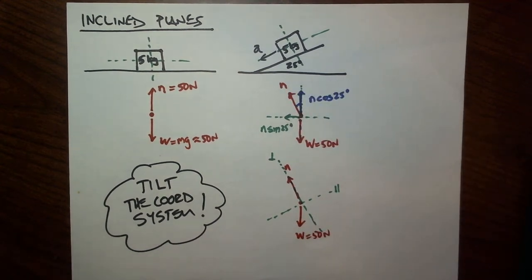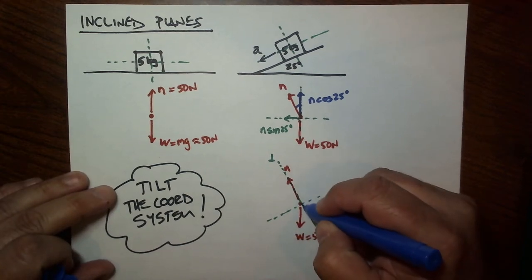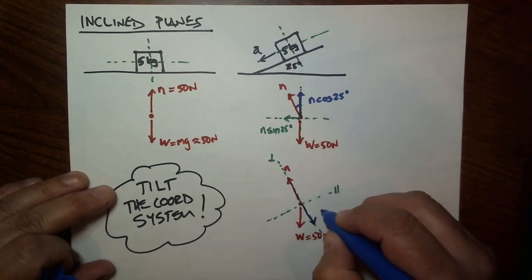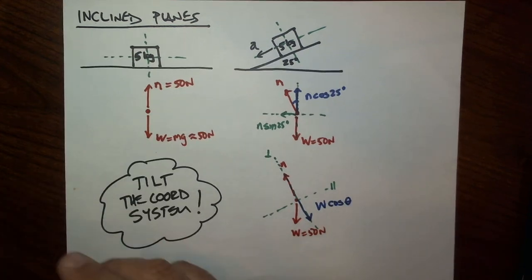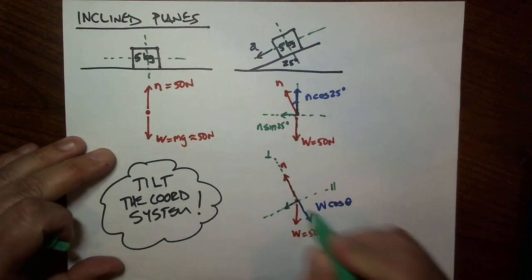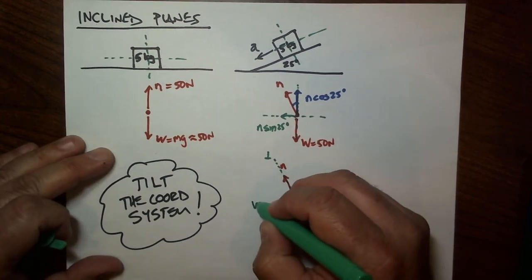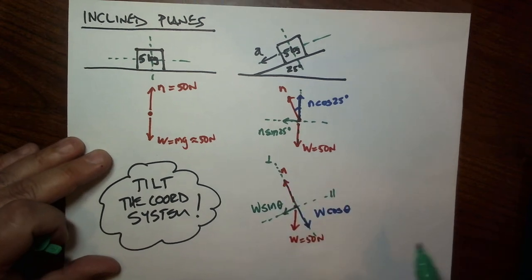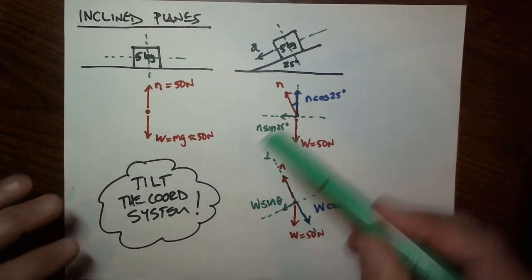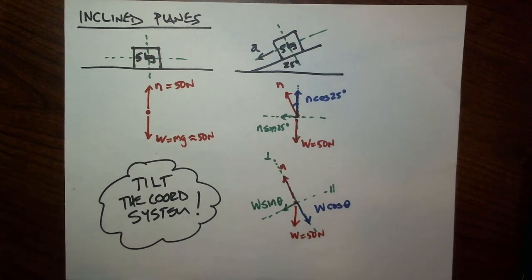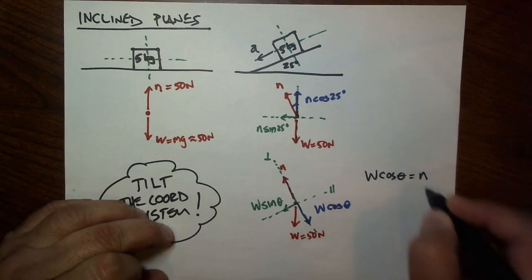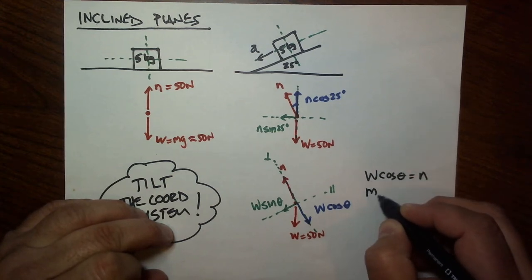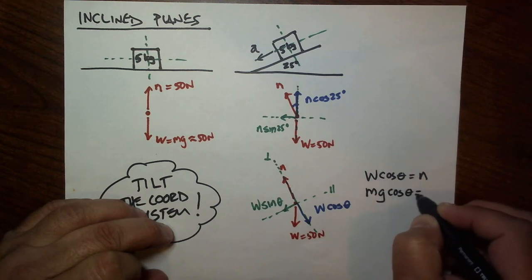So weight will be componentized into two pieces, and one of them goes down this way and is the adjacent side. So it is w cosine of theta, and one of them will go down this way, and it is the opposite side, and so it will be w sine theta. And in this case, we can conclude that there is no acceleration in our new y direction, so we can conclude that w cos theta equals the normal force. Or if you want to write out what w is, mg cos theta equals the normal force.